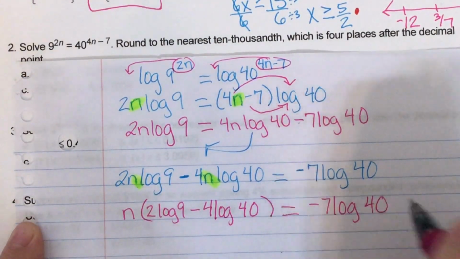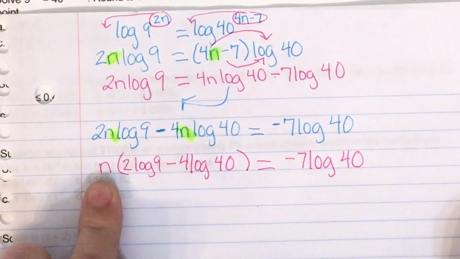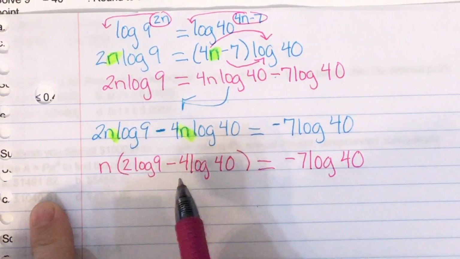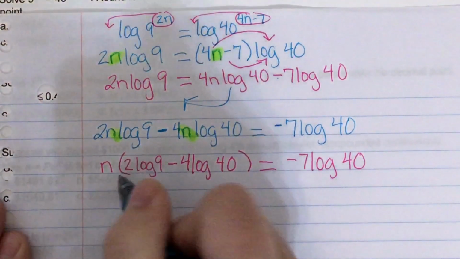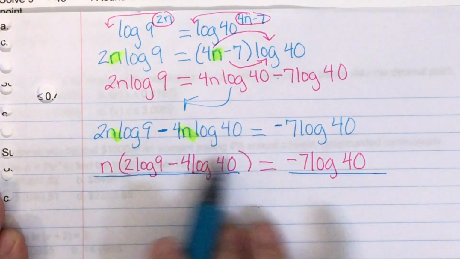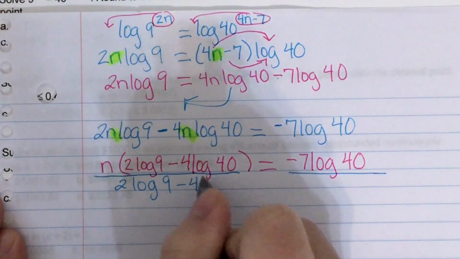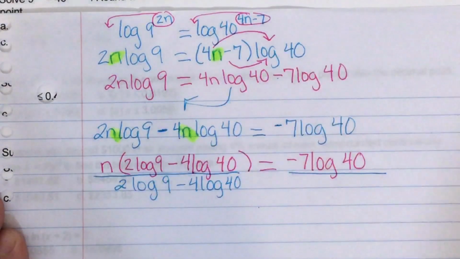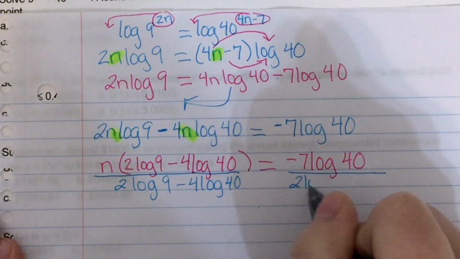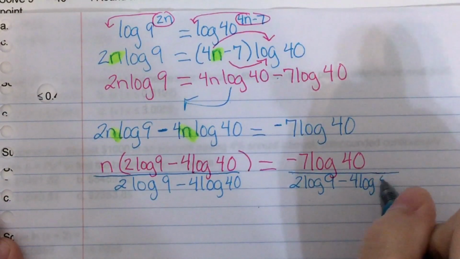Okay, we're in the home stretch now. So to get n by itself, which is our goal because we're trying to solve for n, we need to get rid of all of this. Well, because they're smushed together, they're multiplied. So to get rid of multiplication, we divide. So I'm dividing by all of this that's smushed with the n. So I'm dividing both sides by 2 log 9 minus 4 log 40. And I have to do that to both sides.